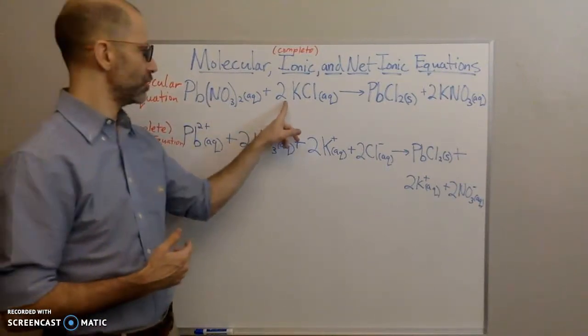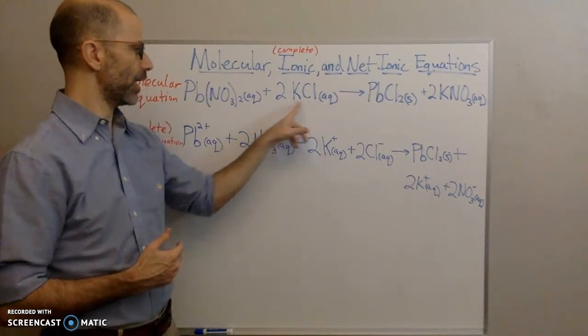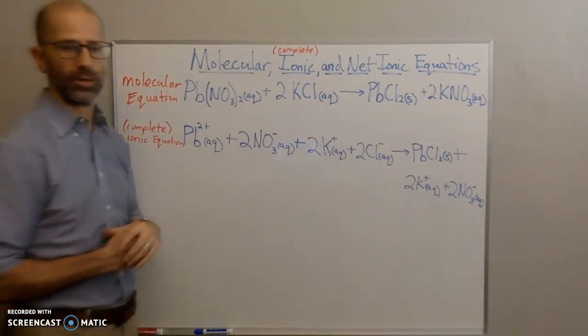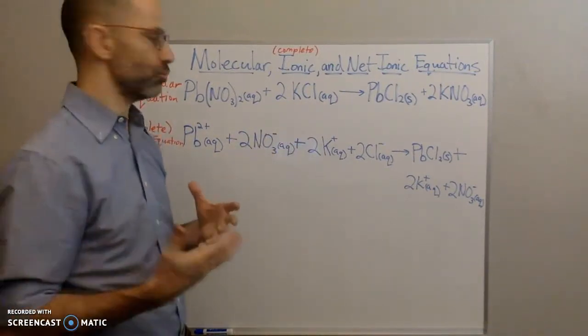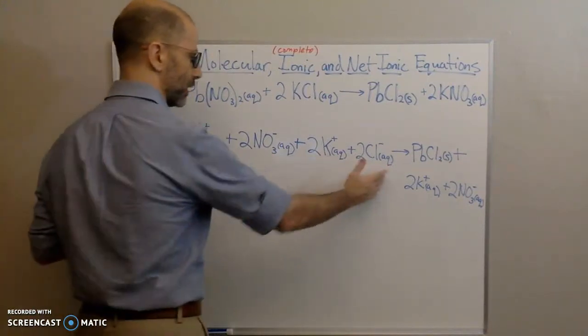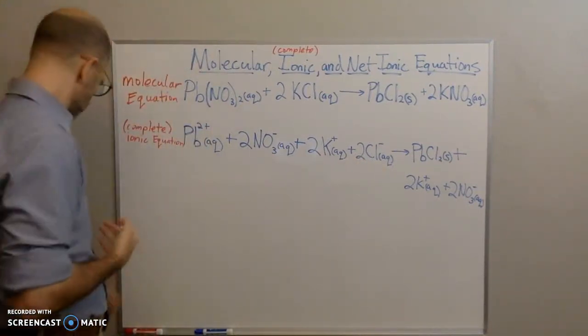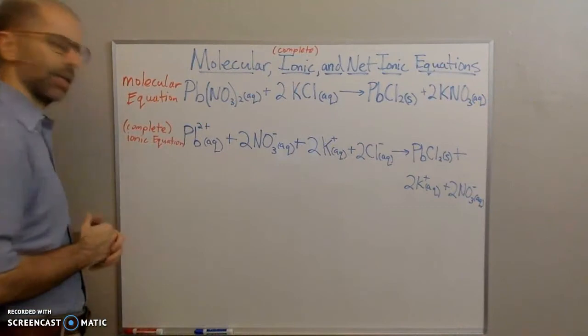If I have a coefficient, then that coefficient is going to apply to both ions when I separate them. So that's how you write your complete ionic equation. Now, what about the net ionic equation?